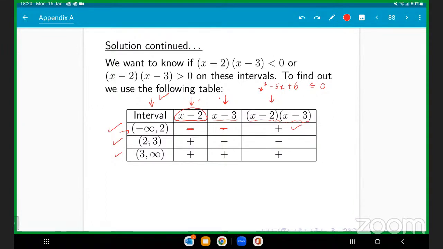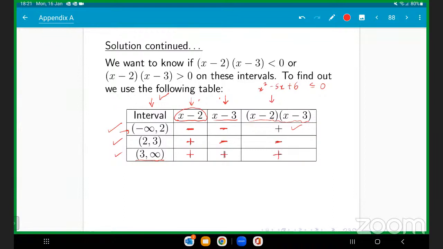In the interval 2 to 3, all numbers are bigger than 2. So x minus 2 is going to be positive, so you put in the sign plus. However, in the interval 2 to 3, all the numbers there are still smaller than 3. So x minus 3 is negative. And thus, the sign of the last column will be positive times a negative to give you a negative. And finally, all numbers in 3 to infinity will make both of these factors positive, in which case the sign of the product of those two factors is positive.